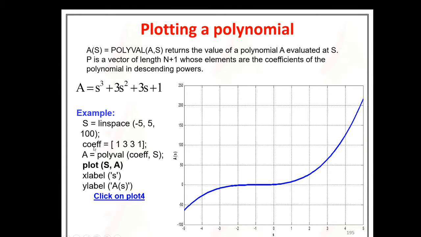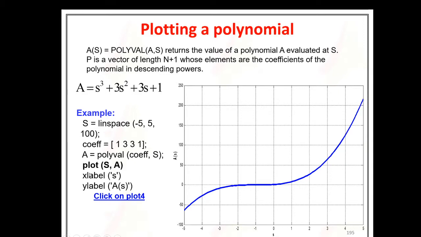I am making the variable for the coefficients; you can give x, y, z, whatever it may be. It is 1, 3, 3, 1. A equal to polyval of coefficient comma s. So it is going to evaluate, give the values to these and calculate a. I hope what I am saying is clear. The polyval returns the value of a evaluated at s. S is defined here, from minus 5 to 5 divided into 100, so 100 values of s are available. These s values are substituted here and you get the a value.